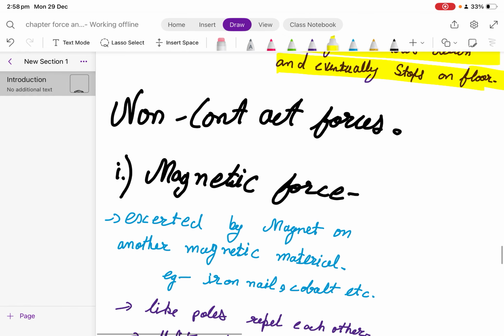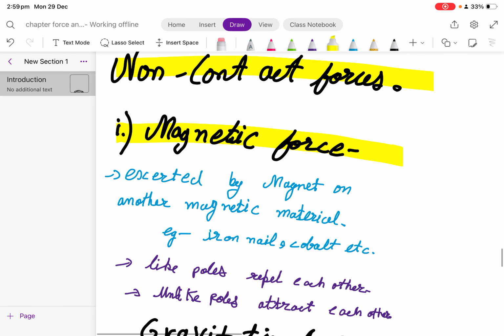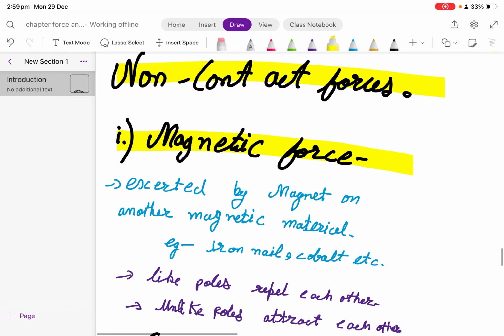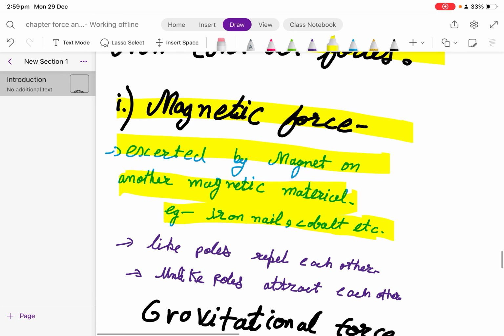Okay, now we'll be discussing non-contact forces. The first type of non-contact force is magnetic force, exerted by a magnet on another magnetic material. Examples: iron nail, cobalt, etc. Most metals are attracted by the magnet.